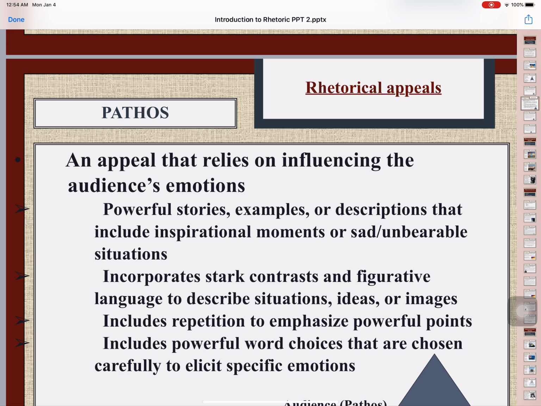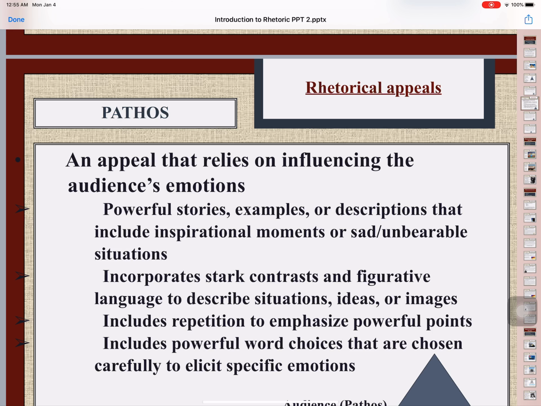Okay, bullet point number 1, powerful stories, anecdotes, examples, or descriptions that include inspirational moments or sad, unbearable situations. I believe you all remember Mr. Patrick Murphy, our previous president. He was so excellent in his pathos emotional appeals, oftentimes showing his strength by crying or tears, and the anecdotes and the stories that he would tell us were just stellar. Remember him talking about Joseph? Good stuff there.